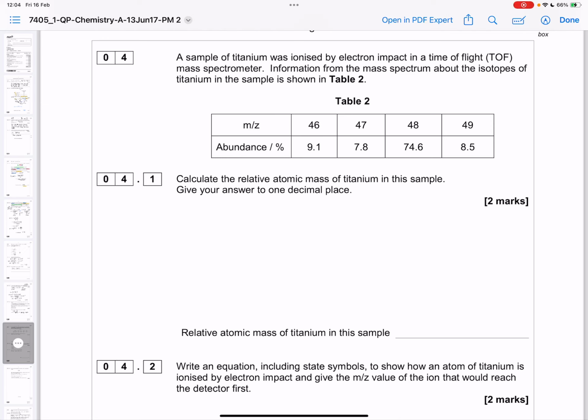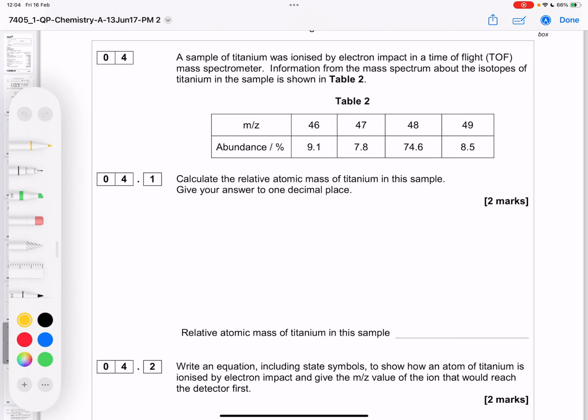A sample of titanium was ionised by electron impact in a time-of-flight mass spectrometer. So what we're going to have a think about here is, what does that mean? It's by electron impact in a time-of-flight mass spectrometer. We've got the information about the isotopes, and we've been asked to calculate the relative atomic mass.